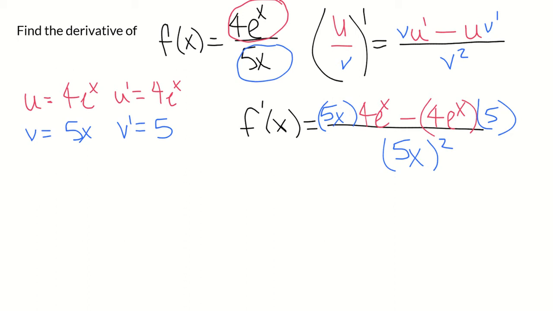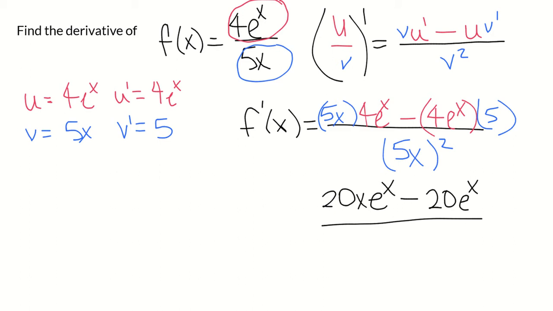And we can simplify this a little bit. So on the top, we have 20x e to the x minus 20 e to the x. And then in the denominator we have 5 squared is 25, x squared is x squared. So here's our function for f prime of x.